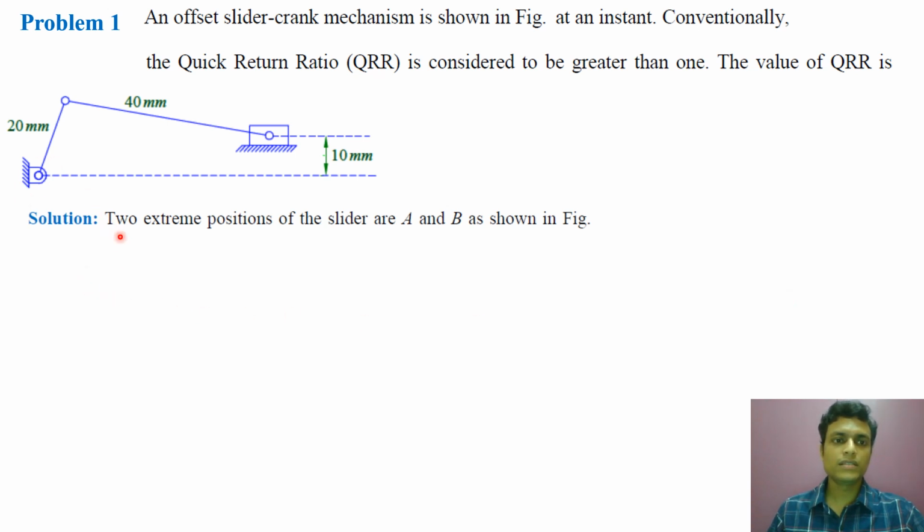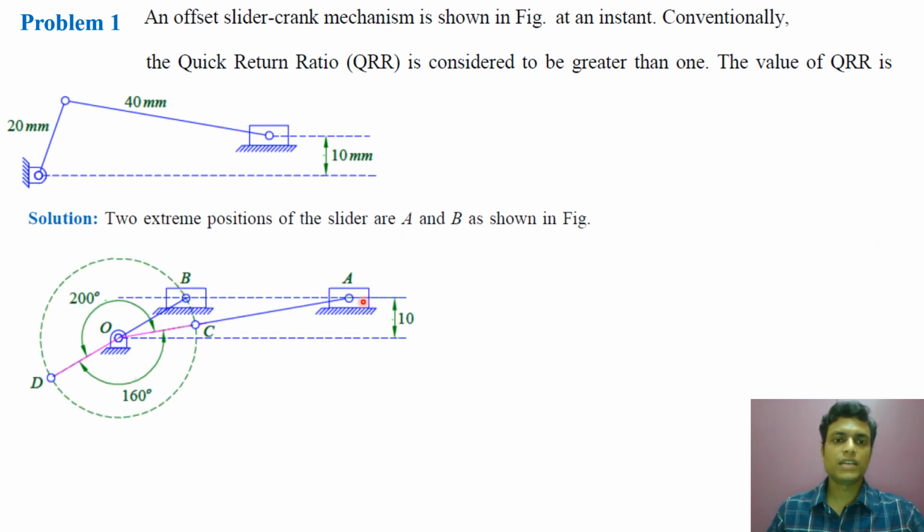So how to solve this? We have already done this analysis in the graphical method. First of all, we have to determine two extreme positions of the slider, which are noted by A and B here. So these two are the extreme positions of the slider. The eccentricity value is 10 mm, the crank length is 20 mm, and length of connecting rod is 40 mm.